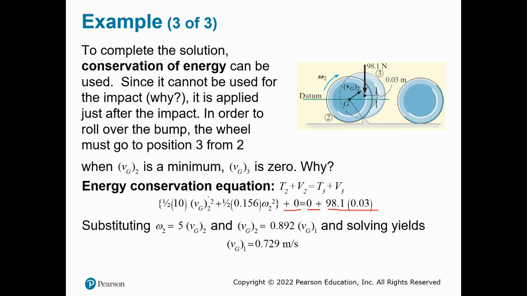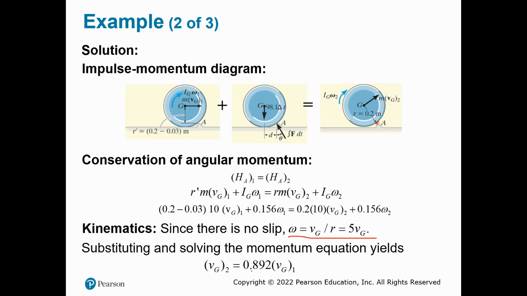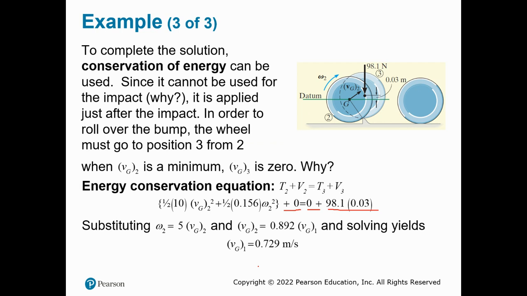So you put the translating kinetic energy and rotating kinetic energy together. This will be our conservation of energy equation. Relating this one and the previous one together will let us solve for the velocity, substituting to get the angular velocity and the linear velocity.